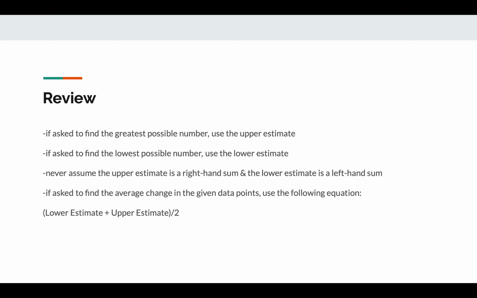Now, if you're asked to find the average change in a given data point, use this equation: lower estimate plus upper estimate divided by 2.